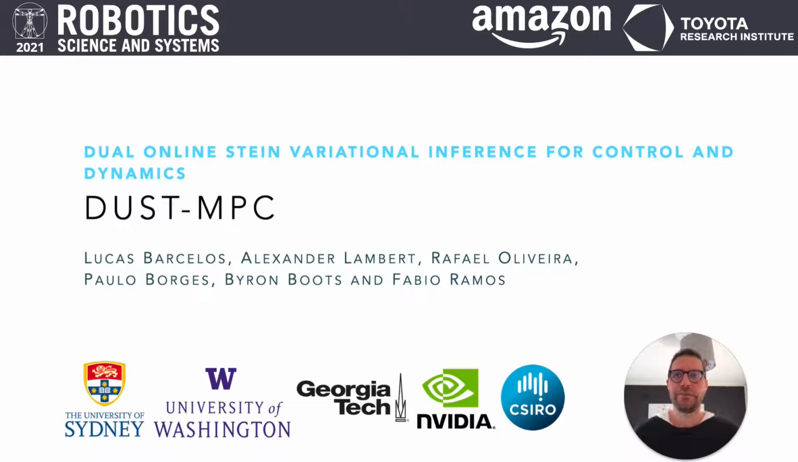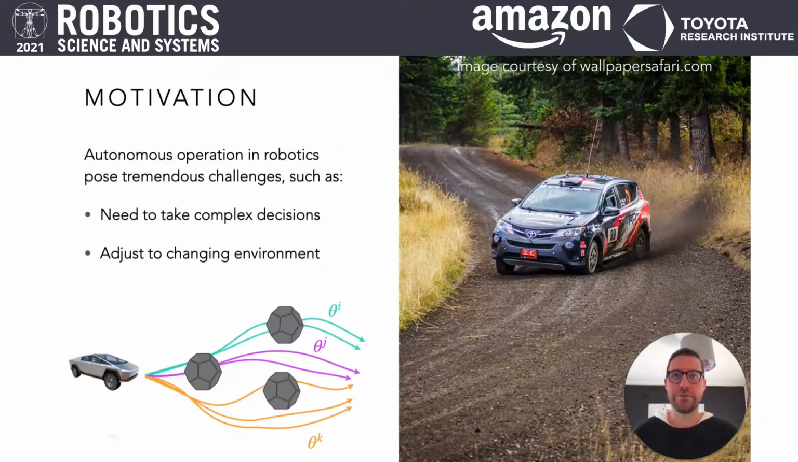Hello, my name is Barcelos, and I'm one of the authors of "Online Stein Variational Inference for Control and Dynamics." To operate autonomously, robots need to be able to take complex decisions in varying environments. Oftentimes, these decisions do not have a clear optimal choice, and multiple outcomes have to be taken into account.